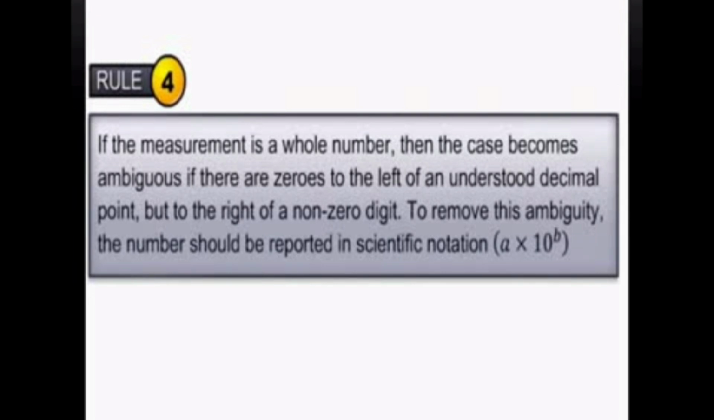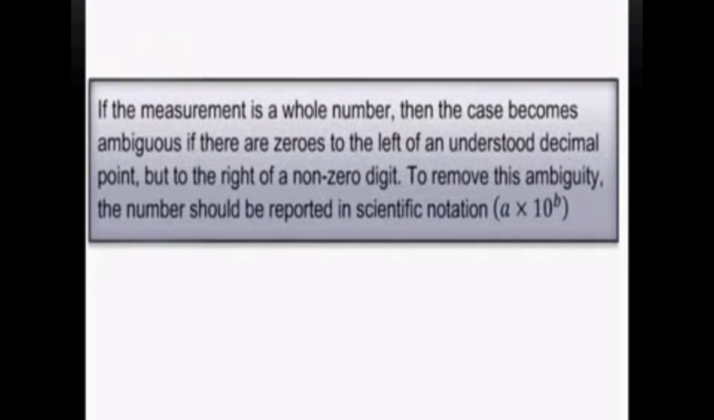Now rule number 4: if the measurement is a whole number, then the case becomes ambiguous if there are zeros to the left of an understood decimal point, but to the right side of the non-zero digit. To remove this ambiguity, the number should be reported in scientific notation. Suppose you are writing a very big number, you have to simplify it by writing the power values.